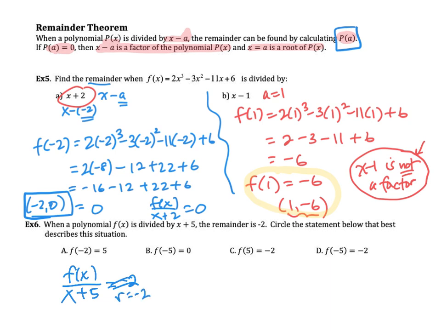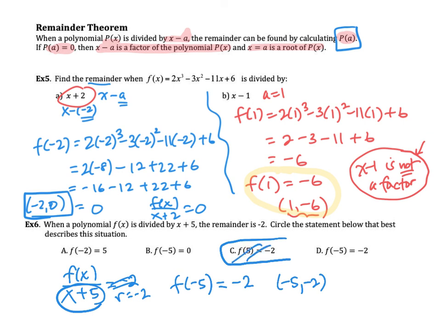So circle the statement below that best describes the situation. Well, if I'm dividing by x plus 5, that means I would be using the remainder theorem. It would be f of -5. And if I plug in -5 into the function, I would get -2 as a result. So that means the point -5, -2 would be on this graph. And what represents that, oops, sorry, that's not a negative number, would be letter D. When I plug in -5 for x, I get -2 as a result.